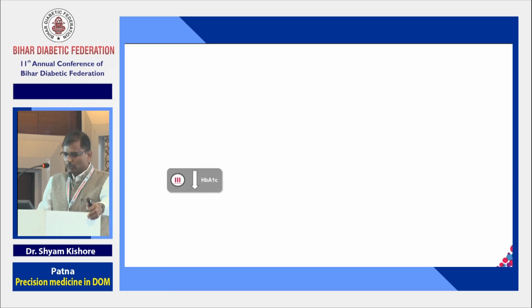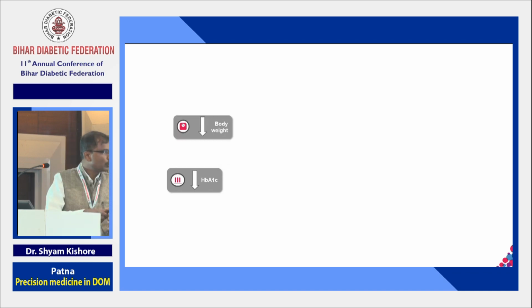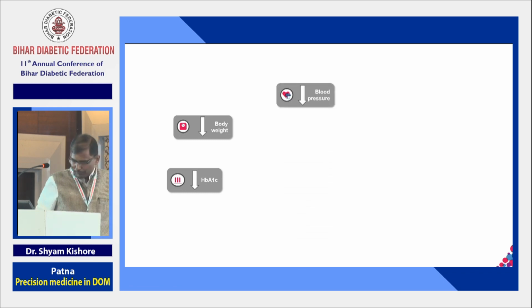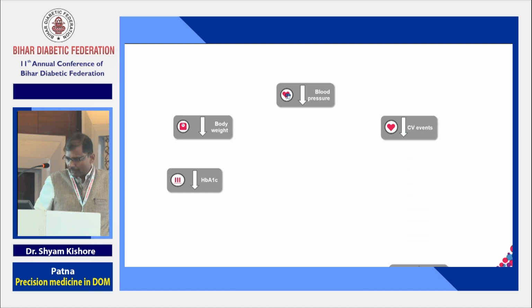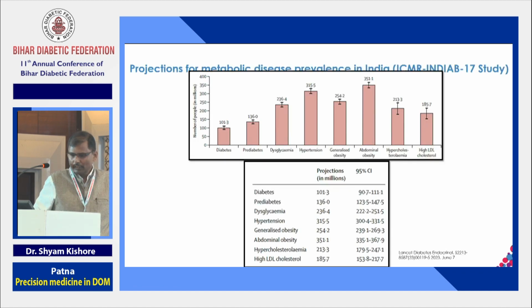So we have to reduce the HbA1c of this patient. We have to reduce the body weight of this patient. We have to reduce the blood pressure of this patient. We have to reduce the CV events and CV risk of this patient. Increase the quality of life of this patient, and increase the life expectancy. Can we have either a single drug or a combination of drugs which can do all these things? Definitely, that we will discuss in the next slide.